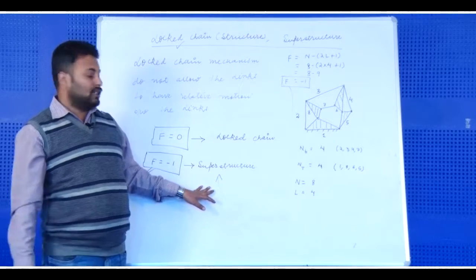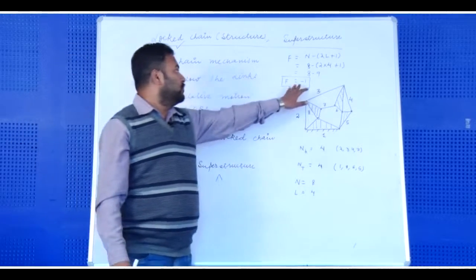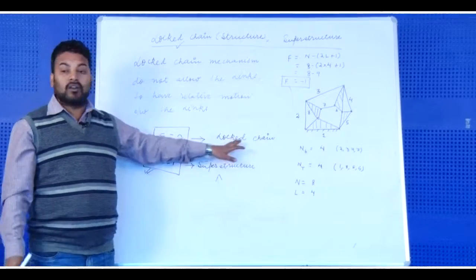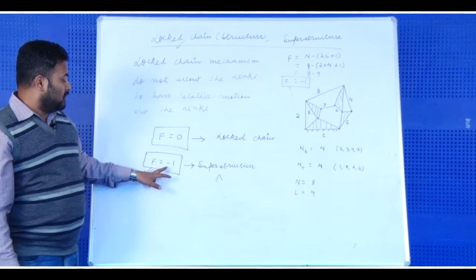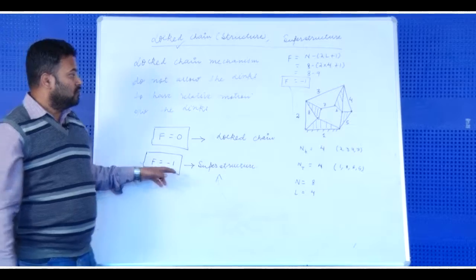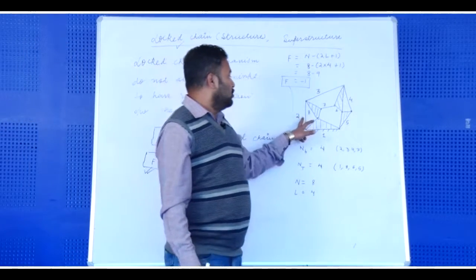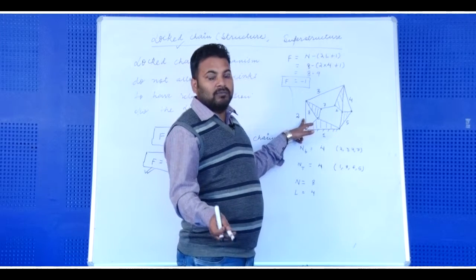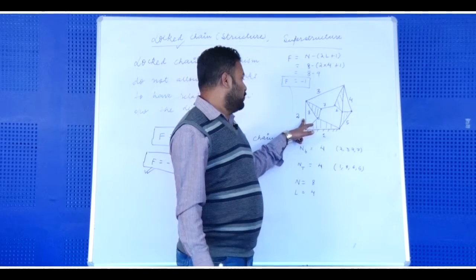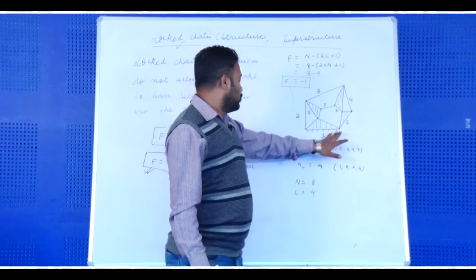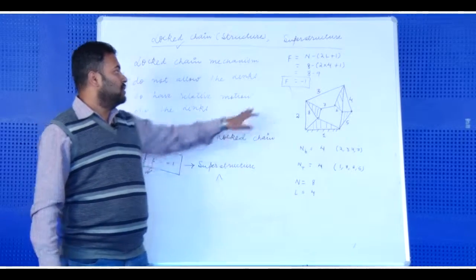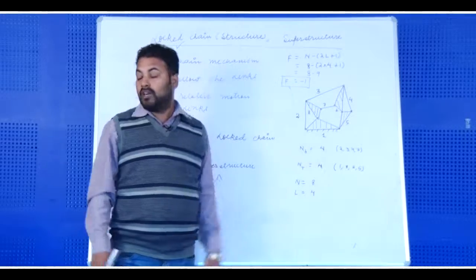A superstructure is a mechanism whose degree of freedom is -1, whereas at degree of freedom 0 it is a locked chain. If the degree of freedom is -1, it means we have provided one extra link to decrease the possibility of any relative motion under the action of any force. That is why it is stronger than the structure. So, that is why it is called a superstructure, having degree of freedom equal to -1.